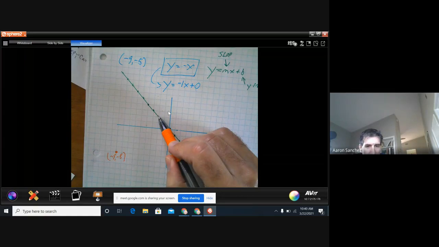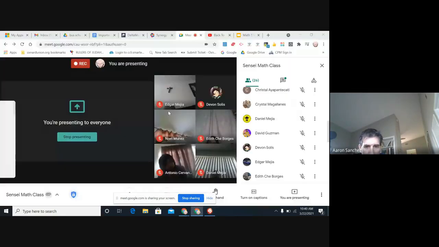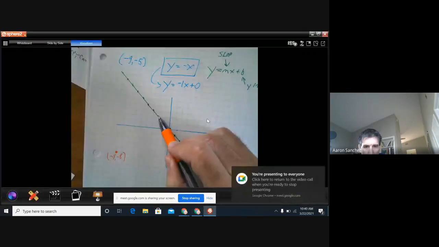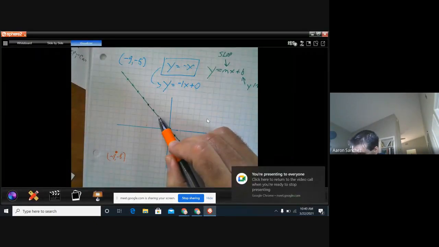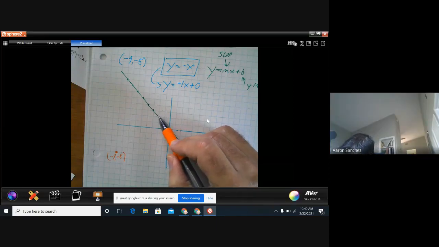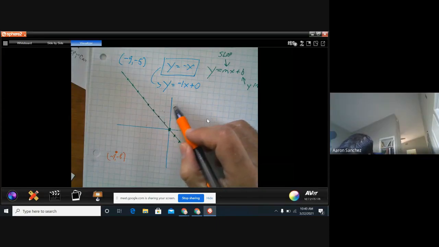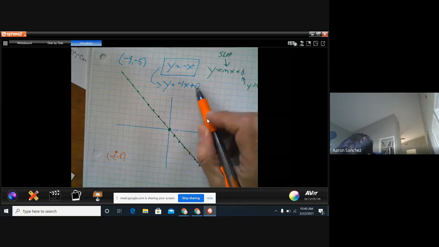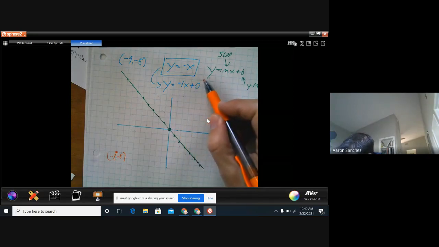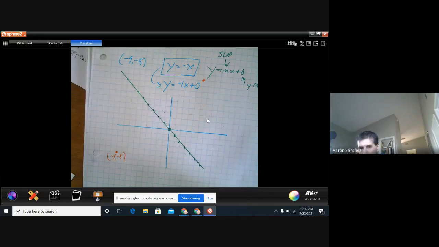How many diagonals now do I have to go away from the line, do you think? Once I went 7, how many am I going to go away? Devin Solis, how many am I going to go? 7. Very good. So it goes 7 diagonals. 1, 2, 3, 4, 5, 6, 7. But what is that point? That should be your reflection.